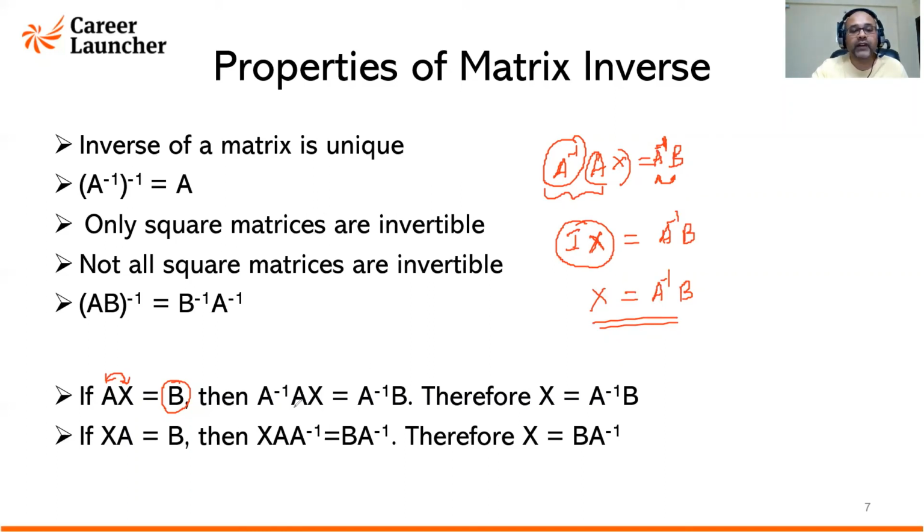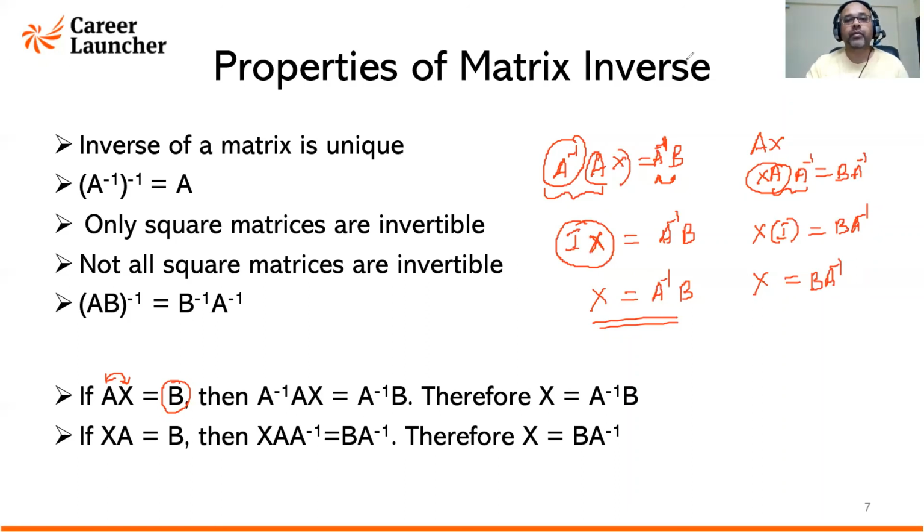Similarly, if you have X into A, you have to be careful where to multiply. Is it AX given to you or XA given to you? If it is XA equal to B, then multiply both sides with A inverse on the right side. So now X into A A inverse, the product of these two, becomes I, which is equal to B into A inverse. So X becomes B into A inverse. So these are the properties of the inverse of a matrix.